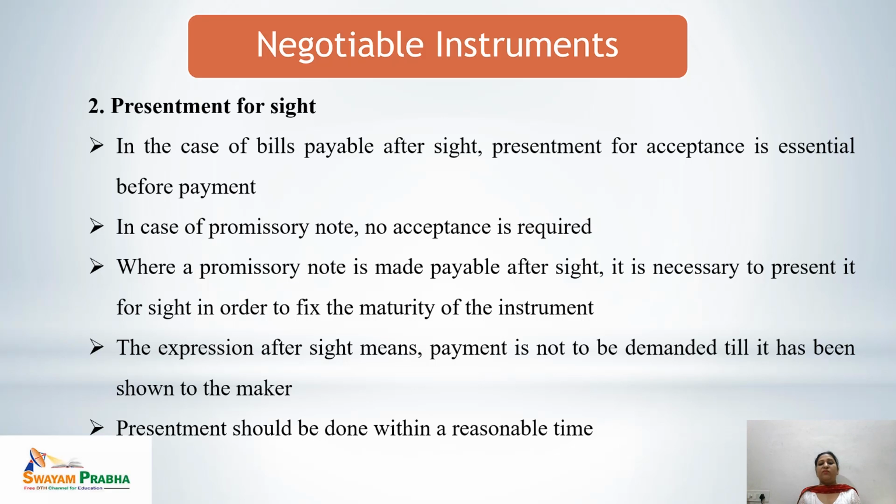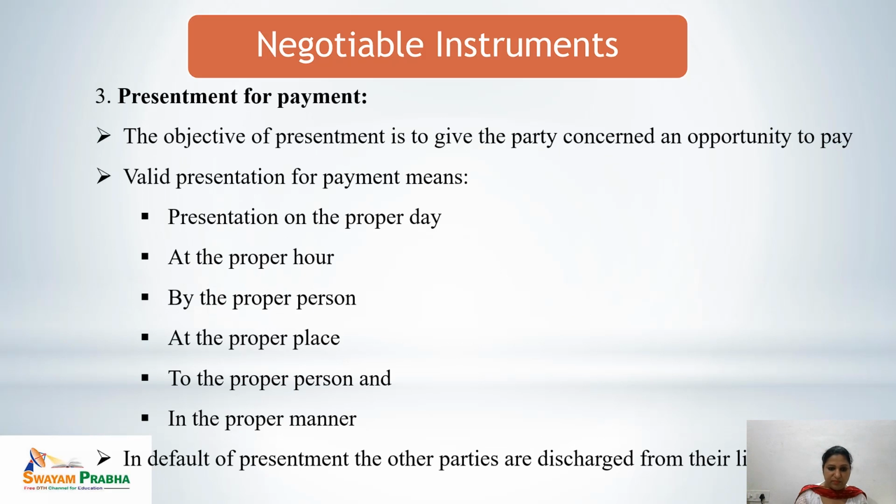Where a promissory note is made payable after sight, it is necessary to present it for sight in order to fix the maturity of the instrument. And the expression after sight, what does it mean? It means that payment is not to be demanded till it has been shown to the maker. Till this is done, the payment cannot be demanded. And presentment should be done within a reasonable time. So for every presentment, reasonable time is considered a valid condition.